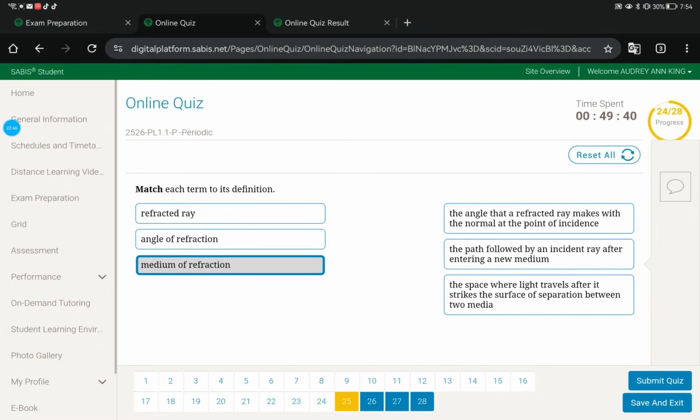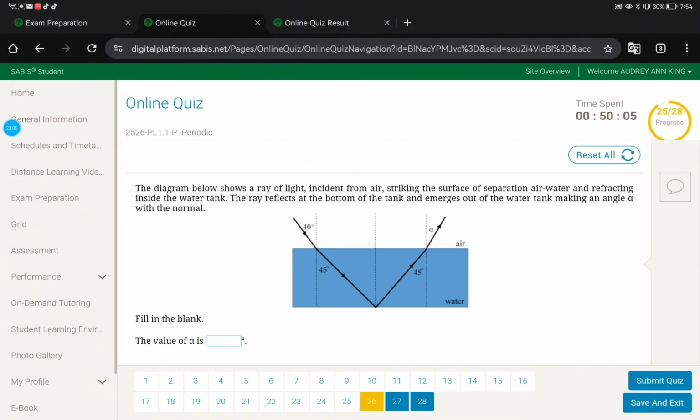This question's easy, you just have to know it. Medium of refraction is a space where light travels after it strikes the surface of separation between two media. I like to remember this by medium, like medium space, they kind of correlate with each other. Angle of refraction, the angle that a refracted ray makes with the normal. I explained this. And the path followed by an incident ray after entering a new medium: refracted ray.